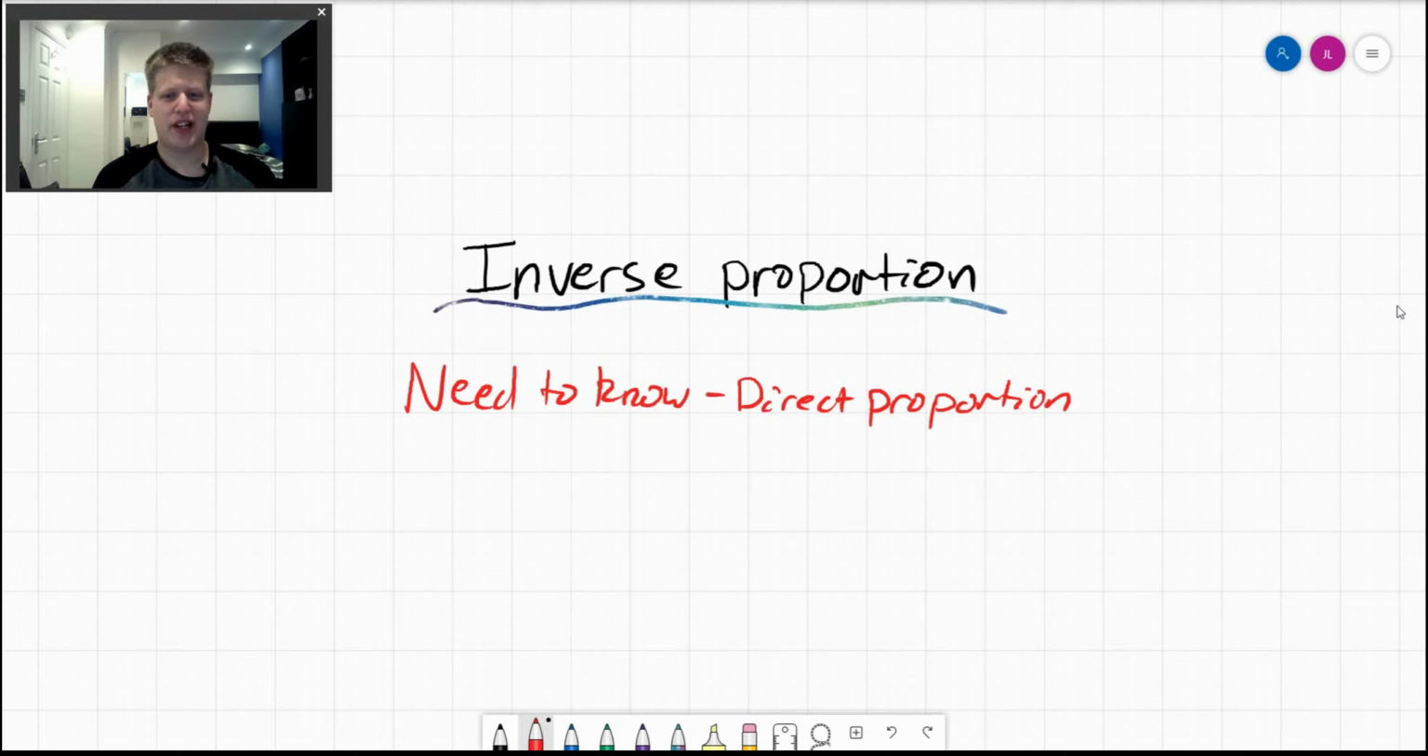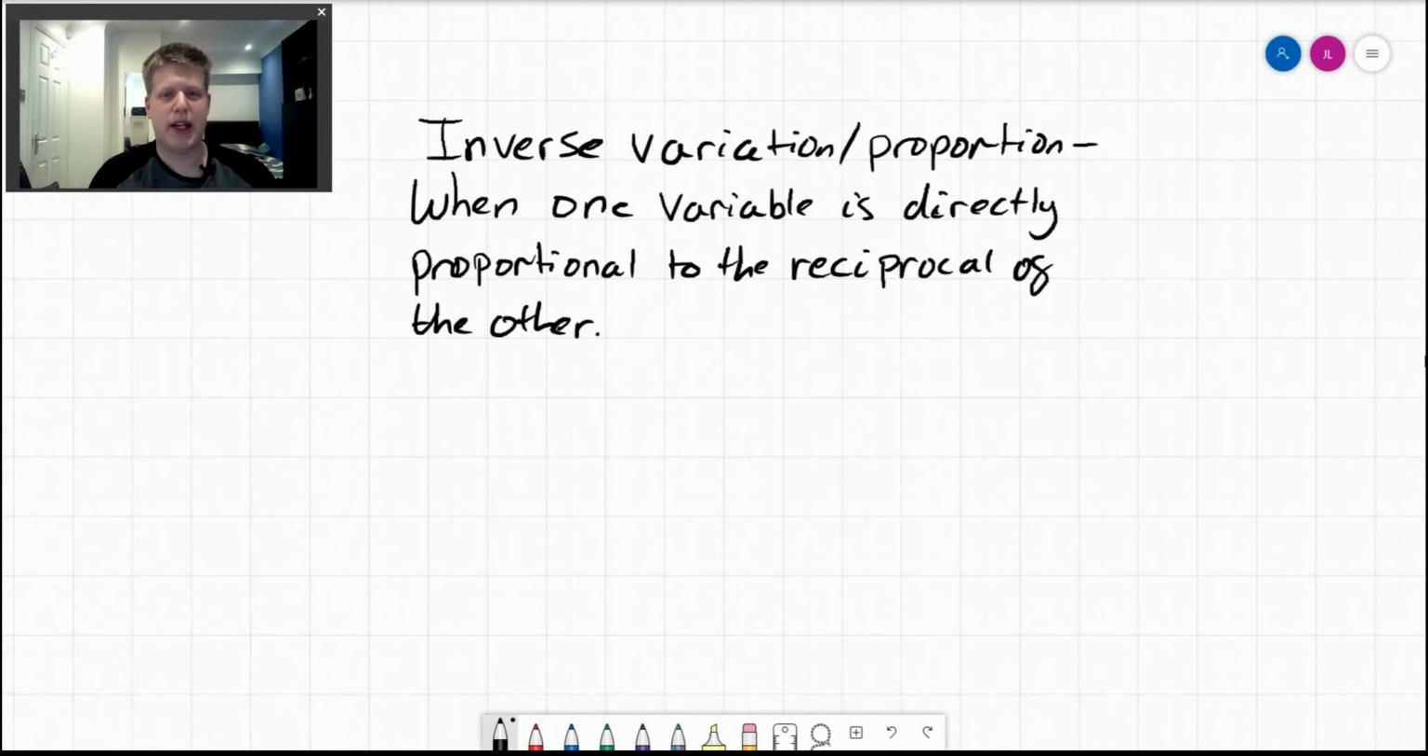Now let's have a look at inverse proportion. Before you start, make sure you know what direct proportion is and how you can solve questions involving it. Simply, inverse variation or inverse proportion is when one variable is directly proportional to the reciprocal of the other.